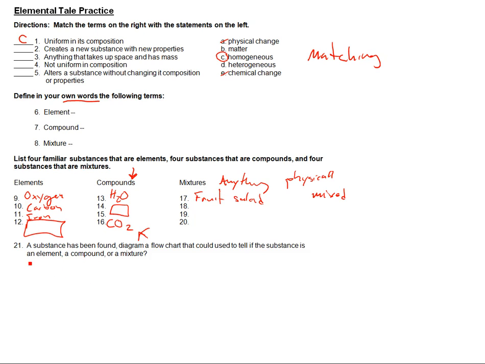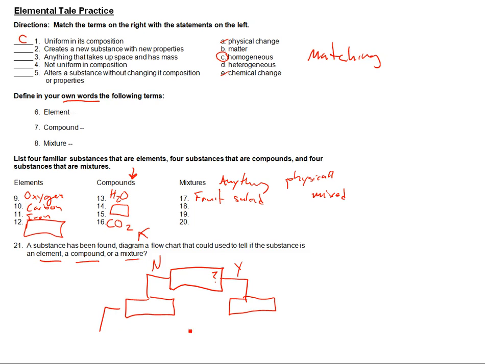All right, now 21. A substance has been found. Diagram a flow chart that can be used to tell if the substance is an element, a compound, or a mixture. All right, now a flow chart, it's like this. We've drawn a few on the board probably already. We ask a question here, and then we ask either another question here or another question there. Since this has 3 options, I need one of these to also split into 2 boxes. But I have 3 at the end. 1, 2, 3. All right.